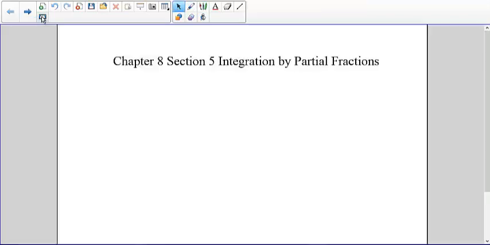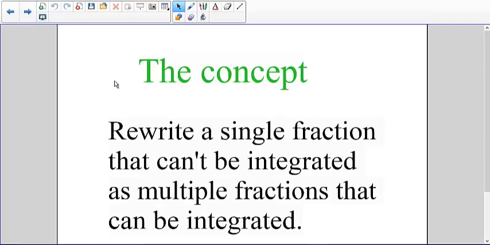We looked at a brief review of partial fractions back when we talked about logistic growth, because we had to use partial fractions to solve for the equation, which we didn't require you to remember how to solve for, but we did it. But the whole idea behind partial fractions is you have a rational expression where the denominator is squared, and the concept is you can rewrite a single fraction that can't be integrated as multiple fractions that can be integrated.